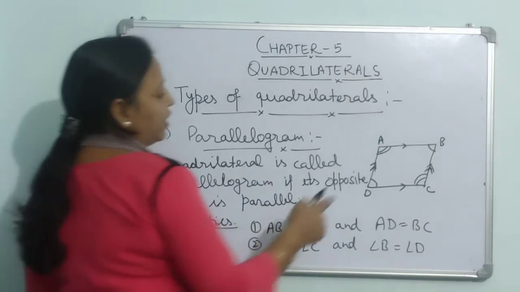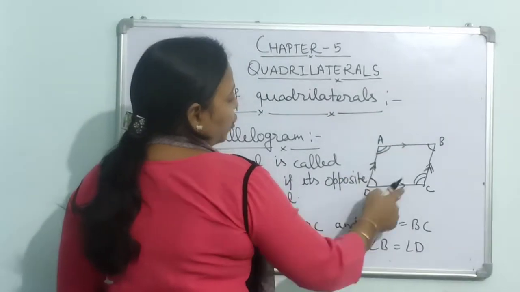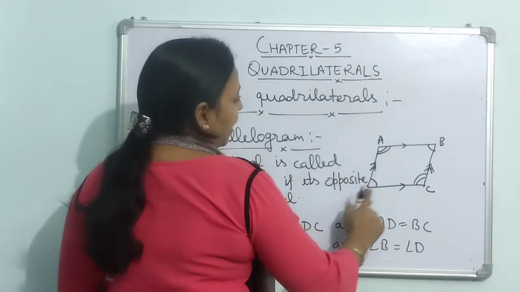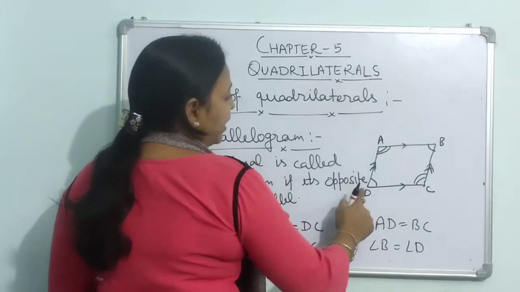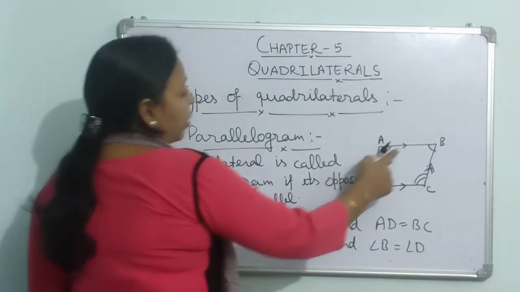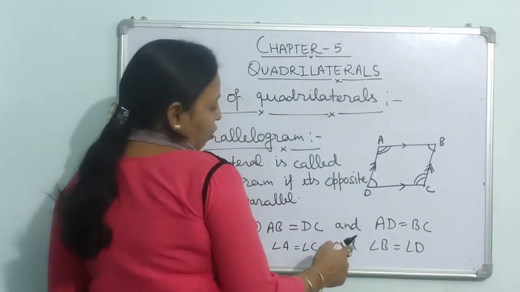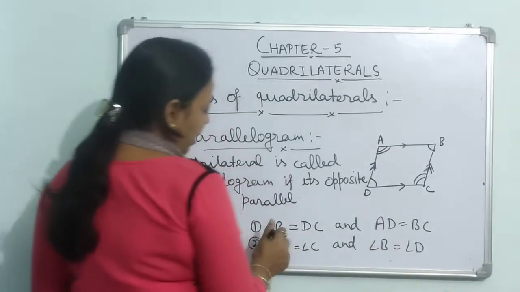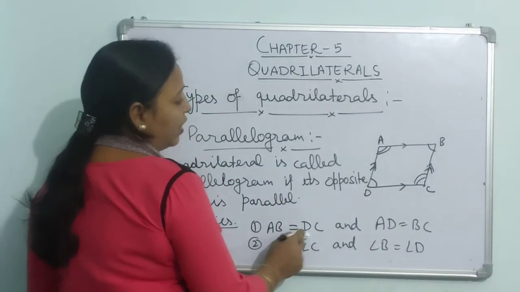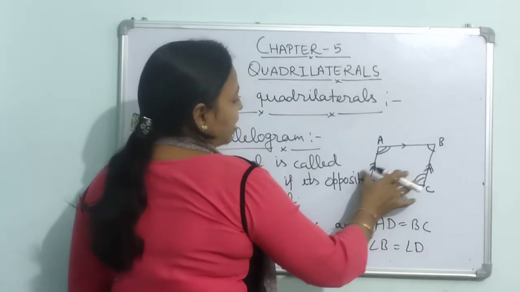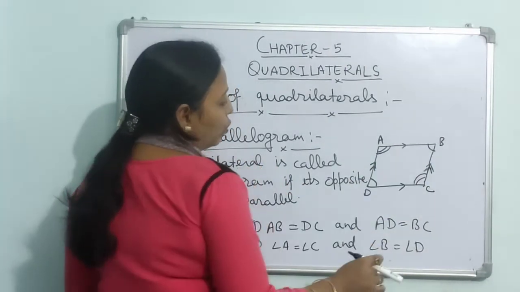The first property is both opposite sides are parallel to each other. That means AB is parallel to CD and AD is parallel to BC. The other property is its opposite sides are equal to each other. Like AB is equal to CD. Here I have written AB is equal to CD and AD is equal to BC. Opposite sides are parallel and equal to each other.